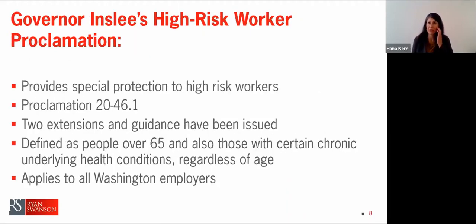All right, let's take a brief look at Governor Inslee's high-risk worker proclamation. It provides special protection to high-risk workers. There is the number of the proclamation if you'd like to look it up specifically. This proclamation has been extended twice and guidance has been issued. So it's not comprehensive. There are still quite a number of unanswered questions about how this plays in with other obligations that employers have, but there has been some guidance. High-risk workers are defined as people over 65 and also those with certain chronic underlying health conditions regardless of their age. It applies to all Washington employers.